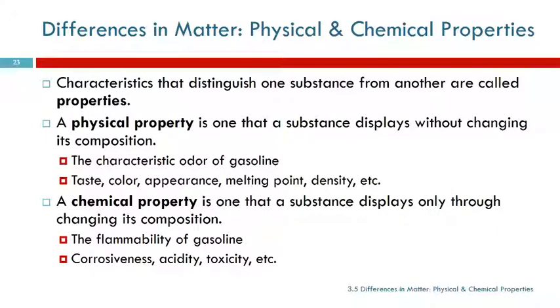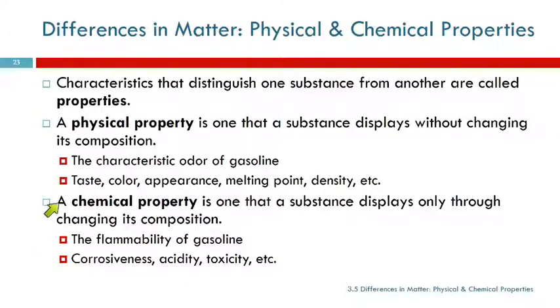So properties, I've mentioned properties before. Properties are characteristics that distinguish one substance from another. And we chemists classify everything. So we divide these into categories. So there's physical properties and there are chemical properties. A physical property would be something like the taste, the color, the appearance, the melting point, the density, something that you can observe without destroying the thing. Okay?